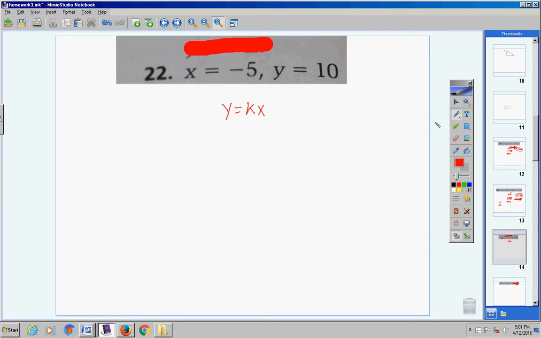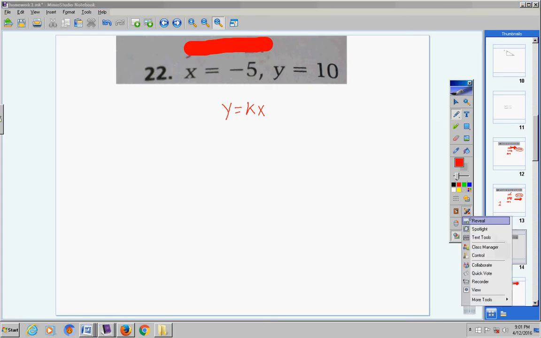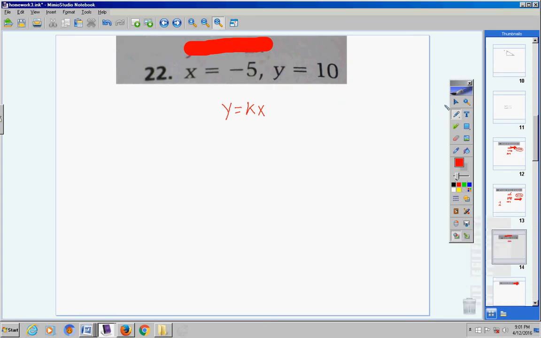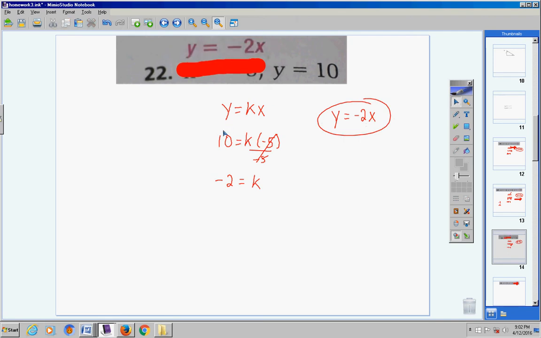After we decide what model we're going to use, we then solve for k. So in order to solve for k, where the y is, I'm going to substitute 10. And where the x is, right here, I'm going to substitute -5. Now divide both sides by -5. 10 divided by -5 is -2. And of course, -5 divided by -5, they cancel out, leaving you with k. So now that I know what k equals, pick it up and put it in for k right here. Your answer is y equals -2x.